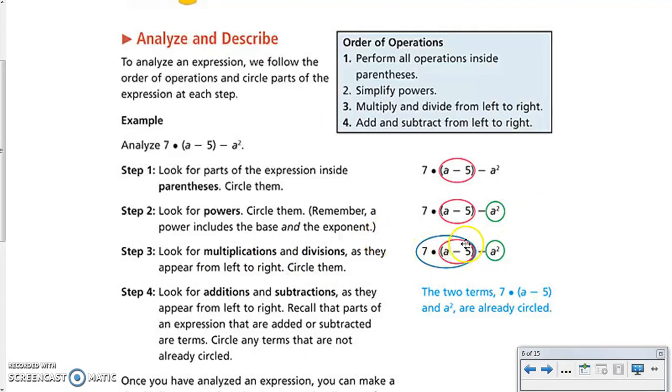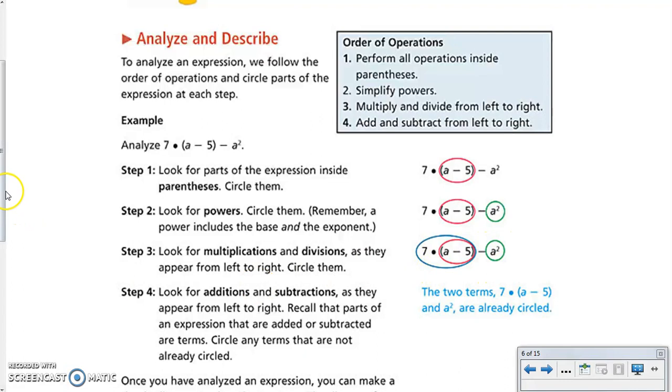Okay? So as we finally get done, this is the expression that we analyzed. And again, this would help us when we would solve it, because it kind of tells us what to do first. We would start in the inner circle right there. We would solve that if we could. And then we would jump to exponents, but then we would also move over here and multiply 7 times a minus 5, whatever that is, and then subtract this part of the expression from this part.